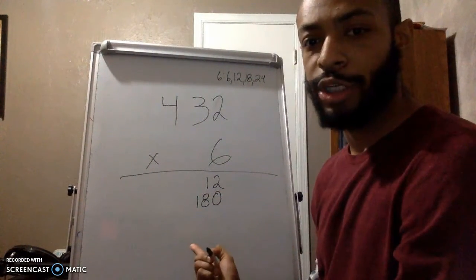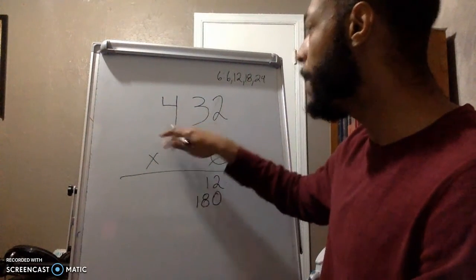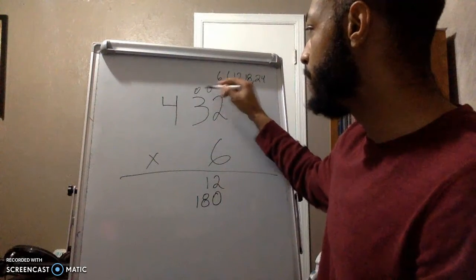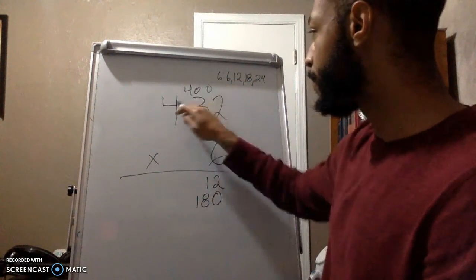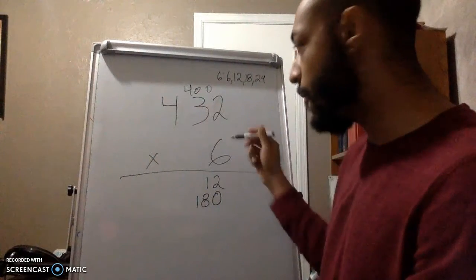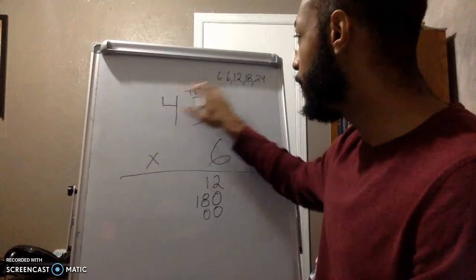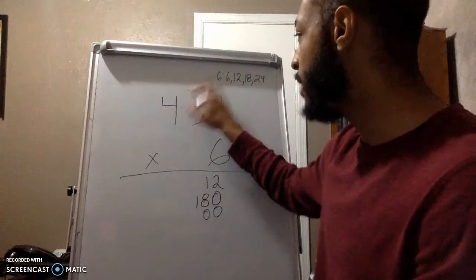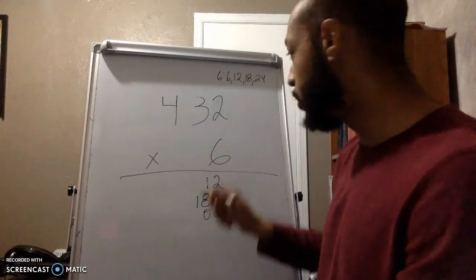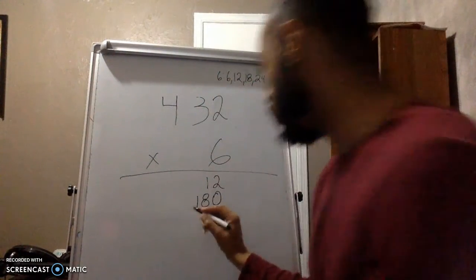That should give me 180. Then we can do 6 times 4, but our 4 is in the 100 spot, so really it's 6 times 400. Since these two are going to be 0, we have to account for the factor being in that place value. So I'm going to add 2 zeros, and then we'll just count 6 four times, which is going to get us 24.